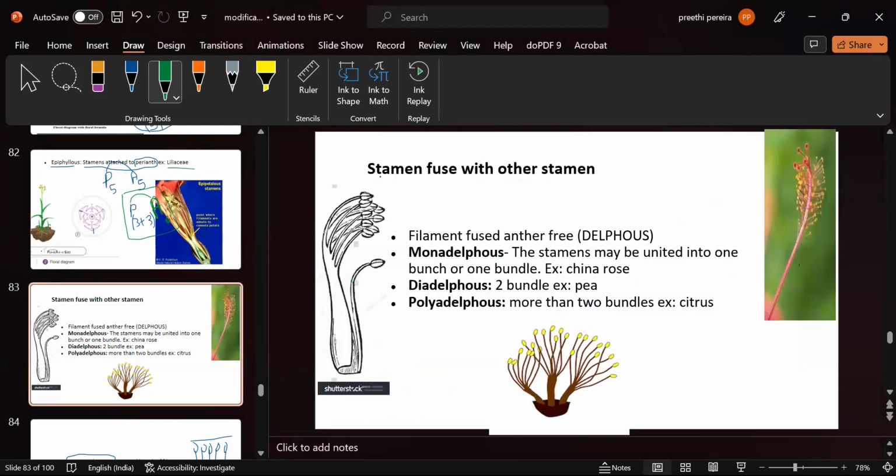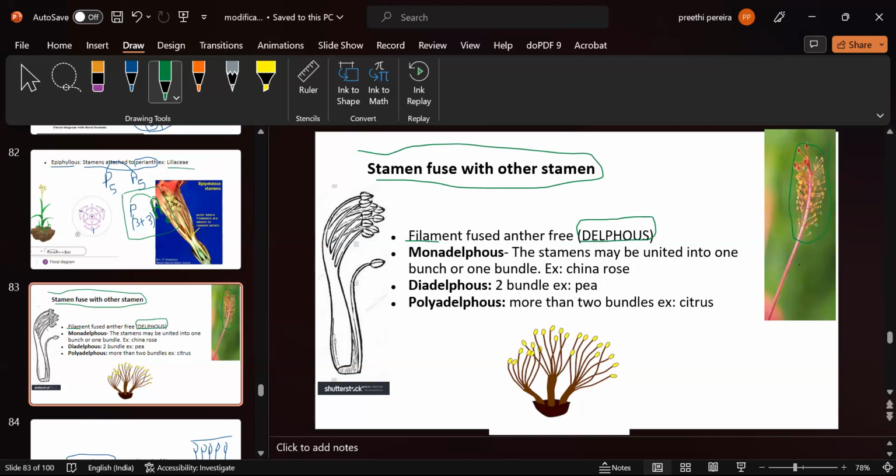Okay. So the next condition is stamens fused with other stamens. If the filaments are fused, stamen has two parts, no, filament and anther. If filaments are fused and anthers are free, we use a word called adelphous. Adelphous means filaments are fused and anthers are free. Monoadelphous means all the filaments are fused. See, this is the stem of the hibiscus plant. All the filaments are fused, only the anthers are free.